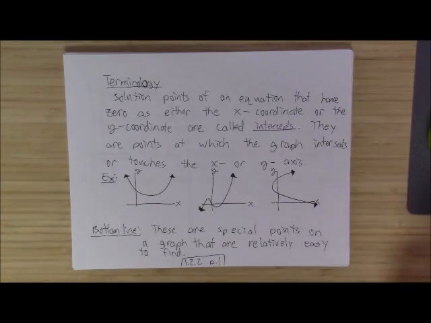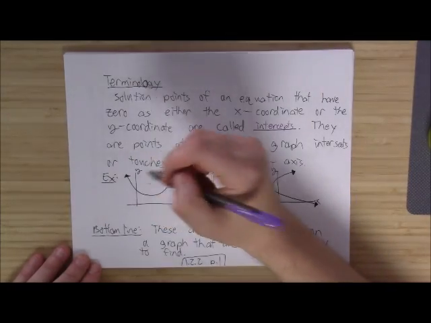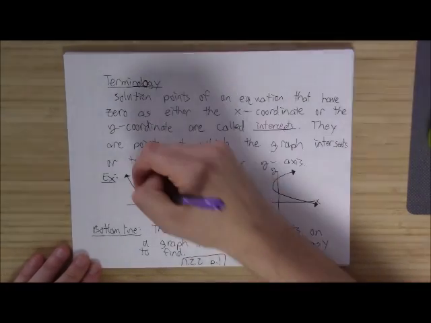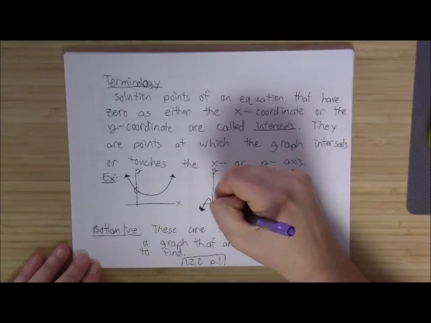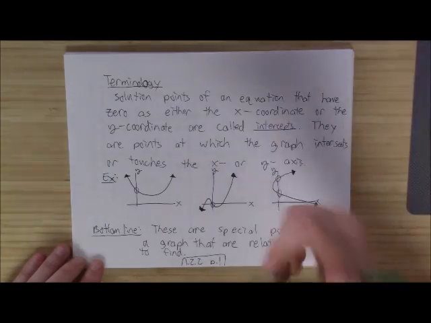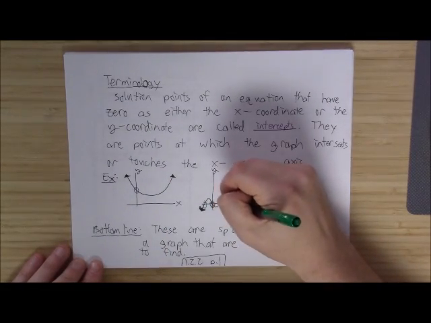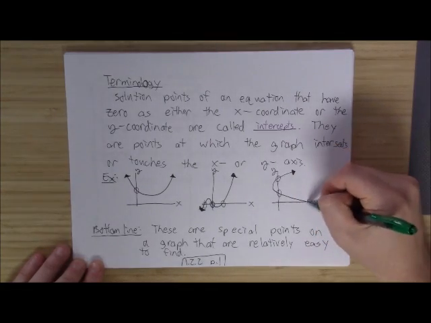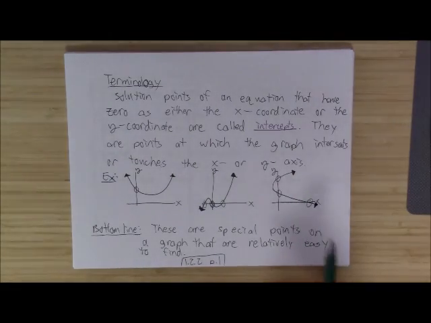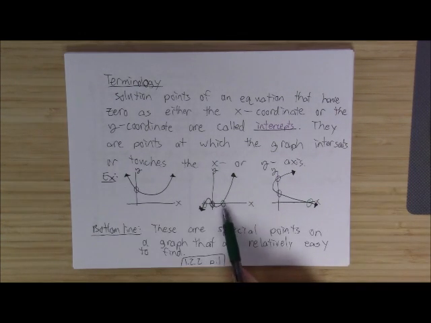So for instance, in these examples, where do each of these graphs touch the x-axis or the y-axis? Well, here it touches the y-axis here, here, here, and here. It touches the x-axis nowhere here, here, here, and here, and here. So in this picture, the purple circles would be y-intercepts. The green circles would be x-intercepts.